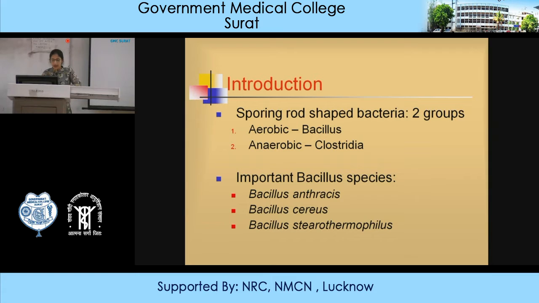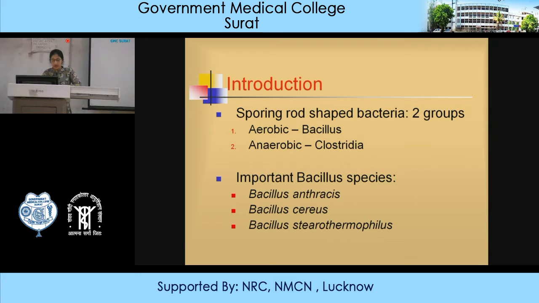One is aerobic and one is anaerobic. As you know from earlier, aerobic bacteria require oxygen and can survive in the presence of oxygen. But anaerobic bacteria are not able to survive in the presence of oxygen. So these spore-bearing, rod-shaped bacteria are divided according to their oxygen growth.